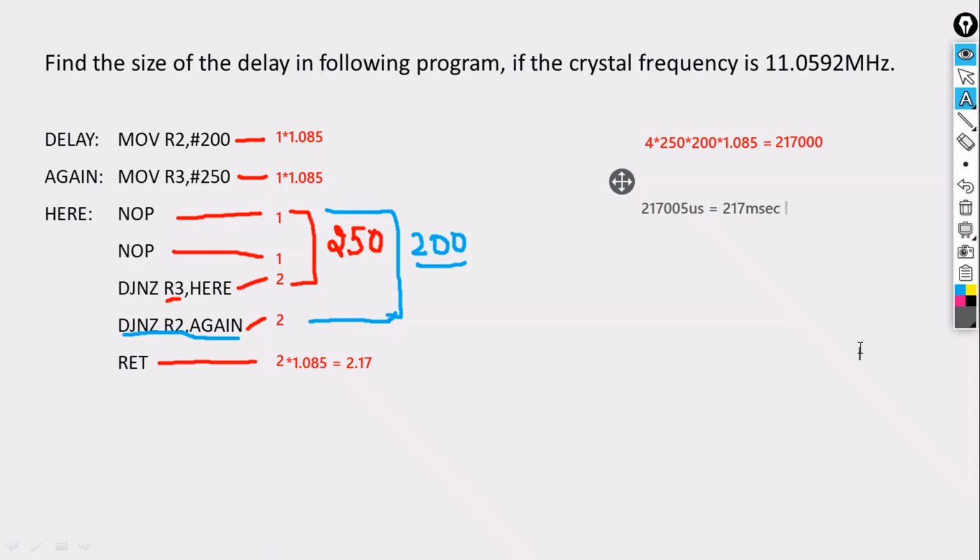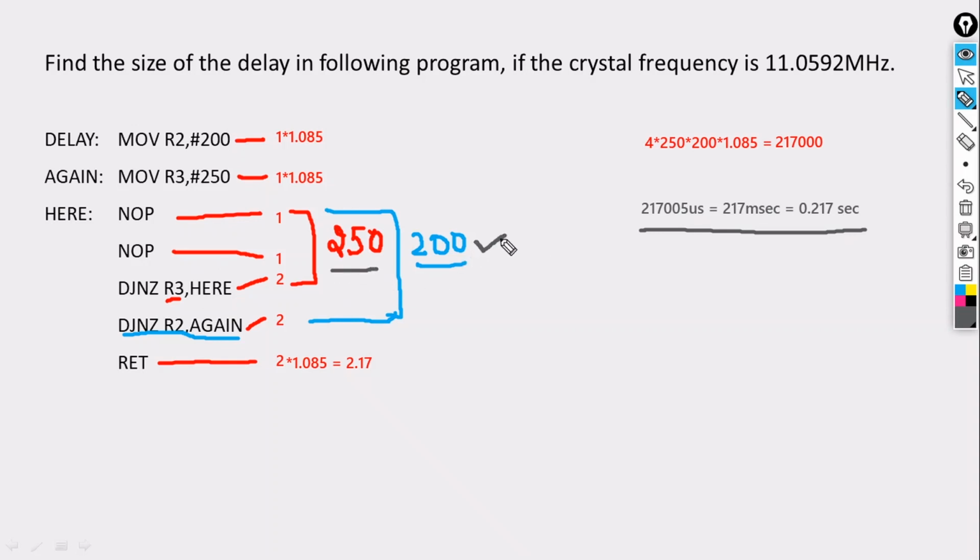Okay, if you convert this again in terms of seconds, it is going to be 0.217 second. Here you can observe that we have achieved 0.217 second as a delay. That means 217 milliseconds as our delay by using a nested loop.